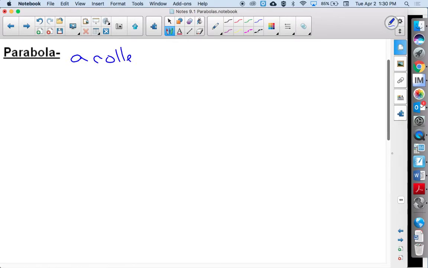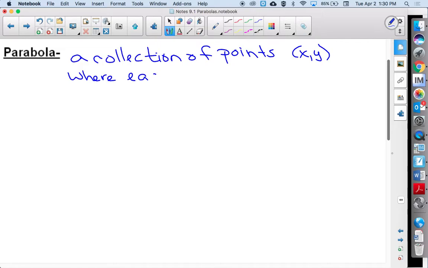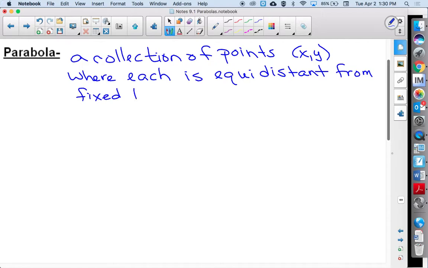A collection of points, just to remind you, those points are x, y, where each individual point is equidistant from a fixed line, so no longer the center, but a fixed line, which is called the directrix. So that's a new word that we'll be talking about. So this special line, a directrix.